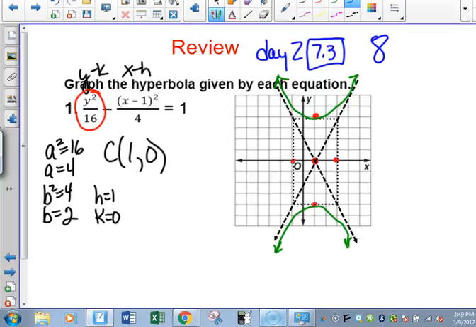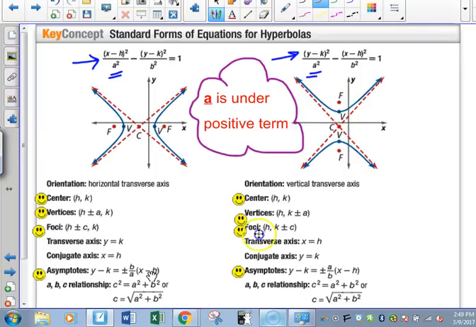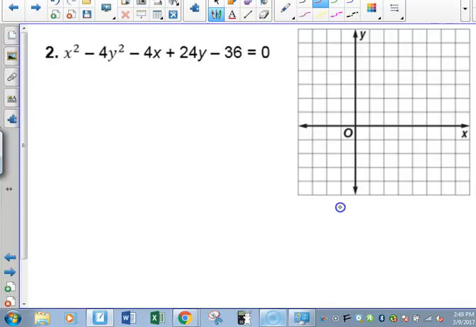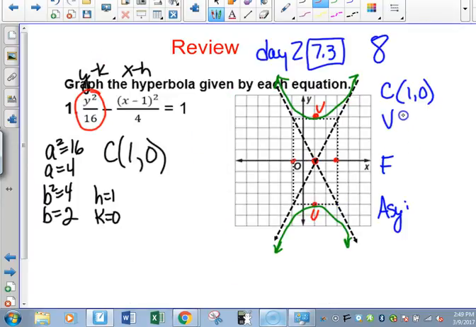All right, what things do we have to list? The center, the vertices, the foci, and the asymptotes. Okay? We have the center. The vertices are here and here. Or as the sheet says, when it opens up and down, the vertices are at H, K plus or minus A. So this would be at 1, what? Plus or minus A, which was 4. And since there's no adding or subtracting to do, you can leave it as a single. You could list it 1, 4, 1, negative 4, or leave it.